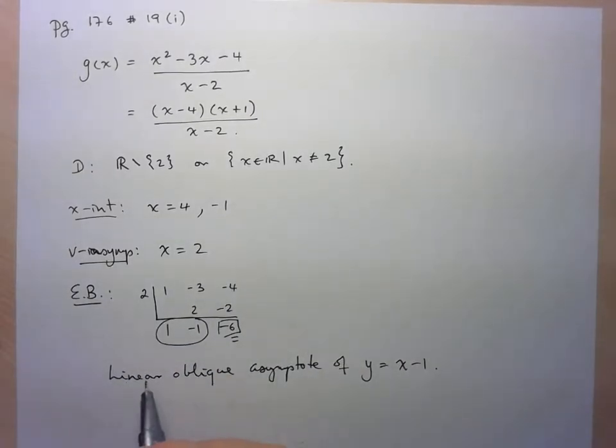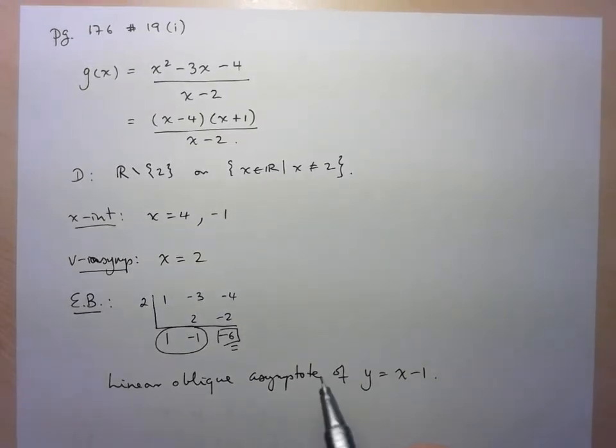But it suffices to say that it has this linear oblique asymptote, meaning over time, whether on the extreme right of the function or the extreme left of the function, it's going to be approaching this line, y equals x minus 1. Okay, and the next thing we're going to do is put all this stuff together to draw the graph itself. Okay, so that's it for this one.